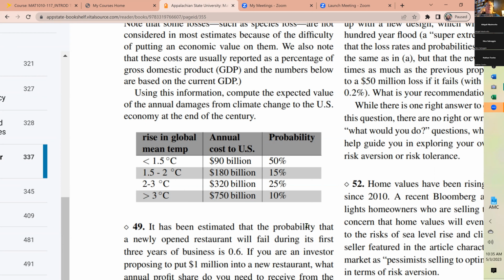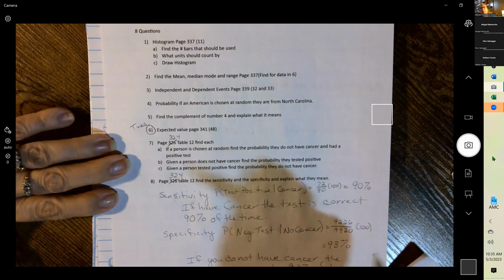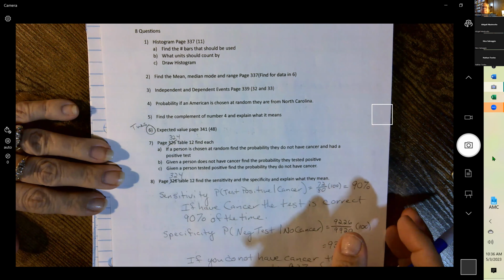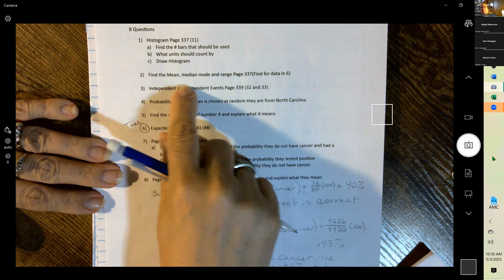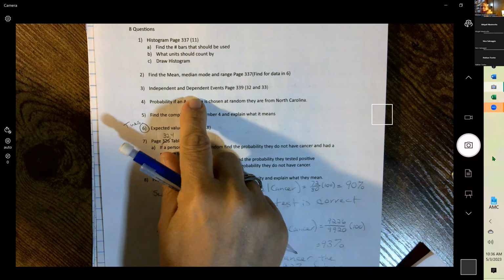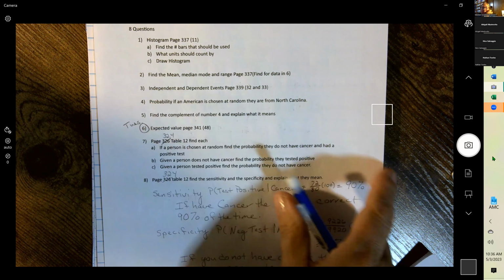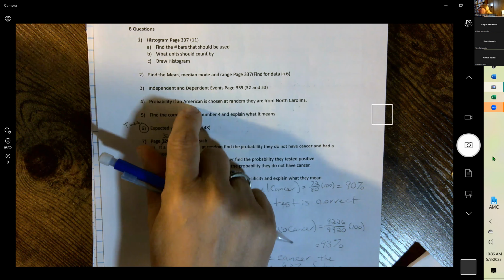Okay. Any other questions? The problems on the exam are very similar to these. You will have to graph a histogram, find mean, median, mode, and range. Be able to explain independent and dependent events. Make sure you have it written.